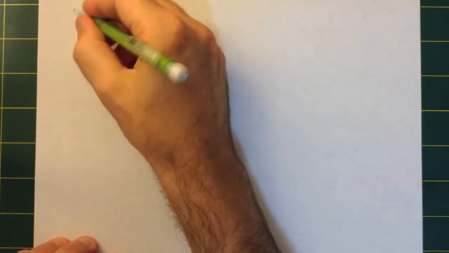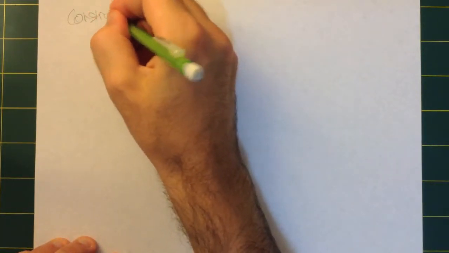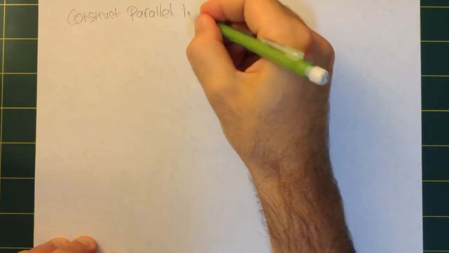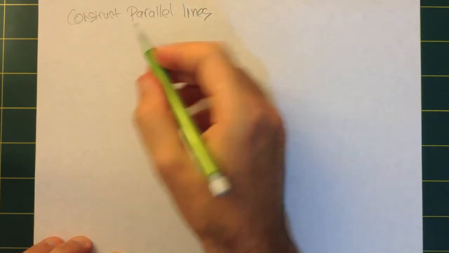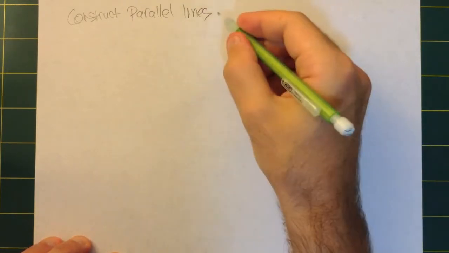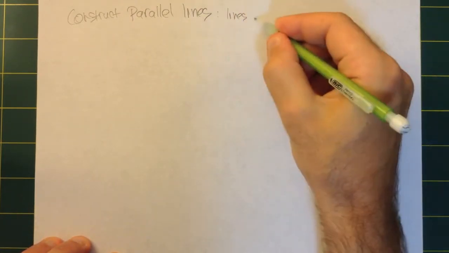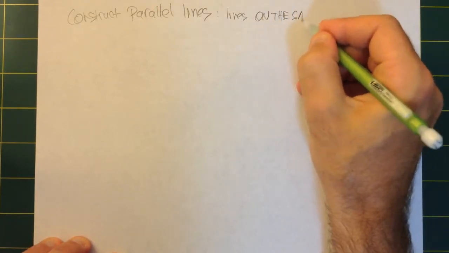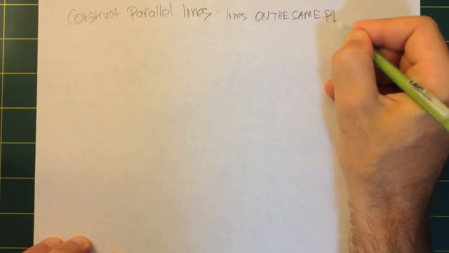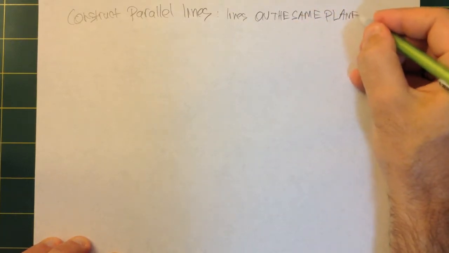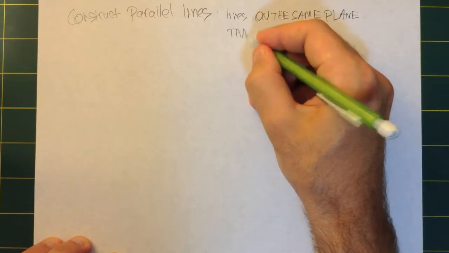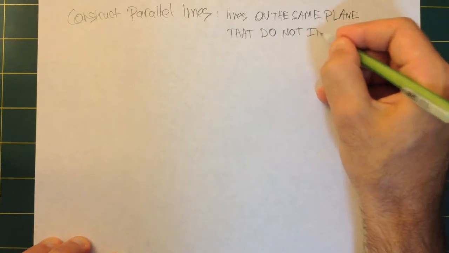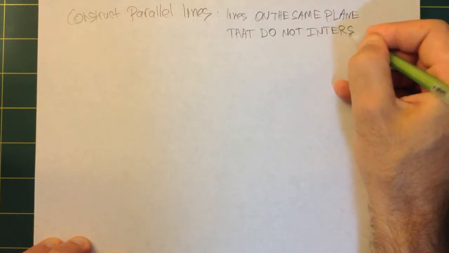In this lesson, we are going to construct parallel lines. Now, let's define what parallel lines are. They are lines, and they have to be on the same plane, that do not intersect.